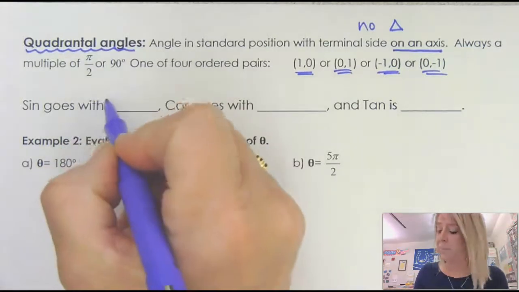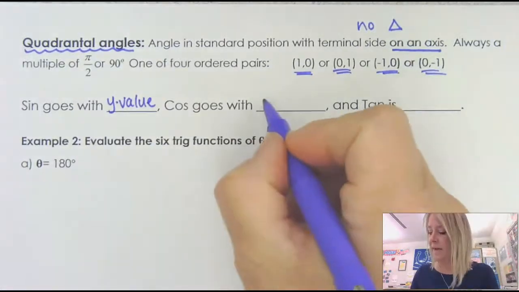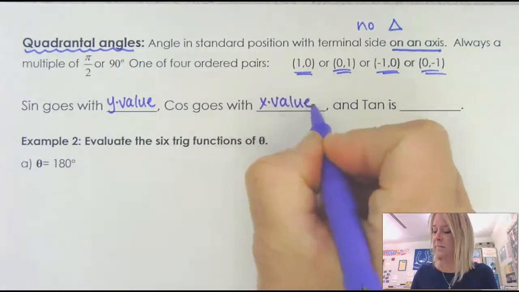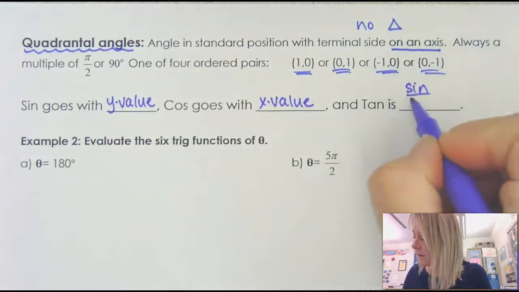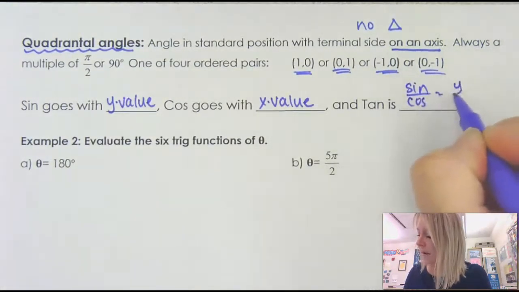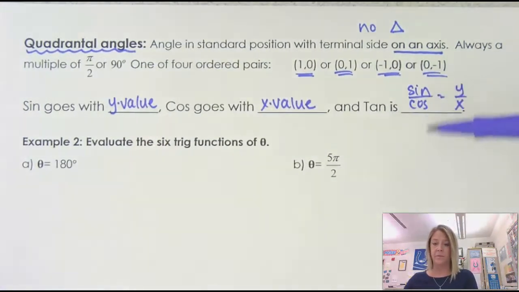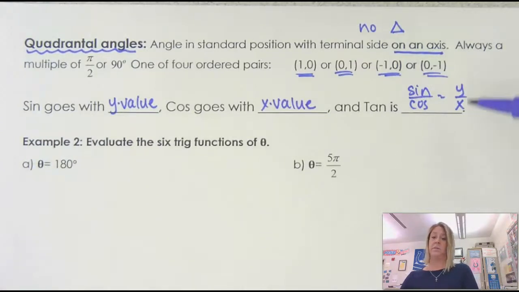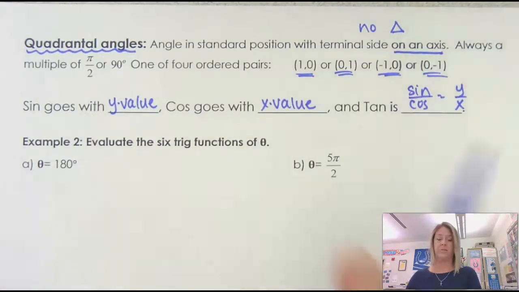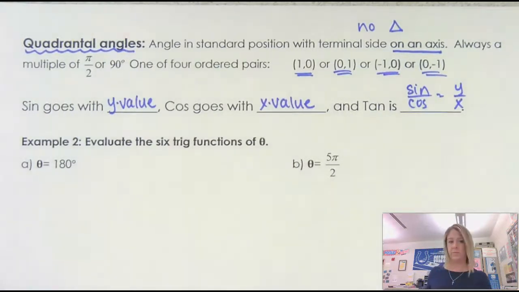So let's remember, we did this with that whole unit circle thing, but sine always goes with the y value. Cosine is always going to go with the x value. And tangent is always sine over cosine, which is just my y over my x. And this is the exact same as opposite over hypotenuse, or opposite over adjacent. So, I said that wrong. Tangent's opposite over adjacent, which is going to go right back to the y over x. So it's not like we're giving you guys anything new. Sine is the y value.